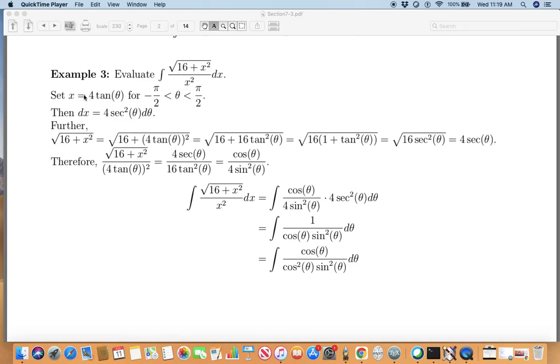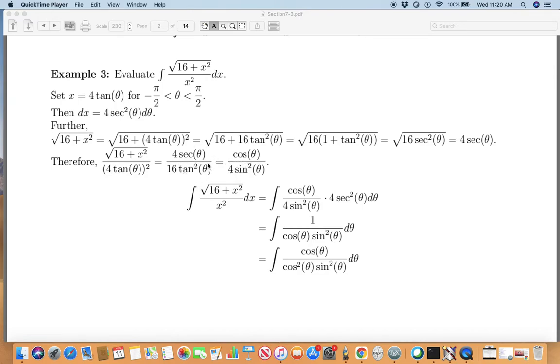Alright, x is 4 tan theta, so x squared will be again 16 tan squared theta. Alright, so you have numerator and denominator. In all, 4 secant theta for the numerator, 16 tan squared theta for the denominator. One of the 4's reduces, so you have 4 in the denominator.